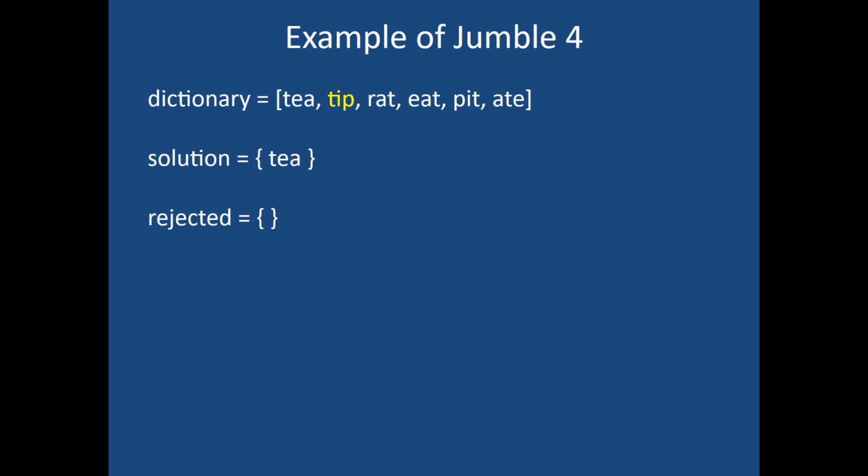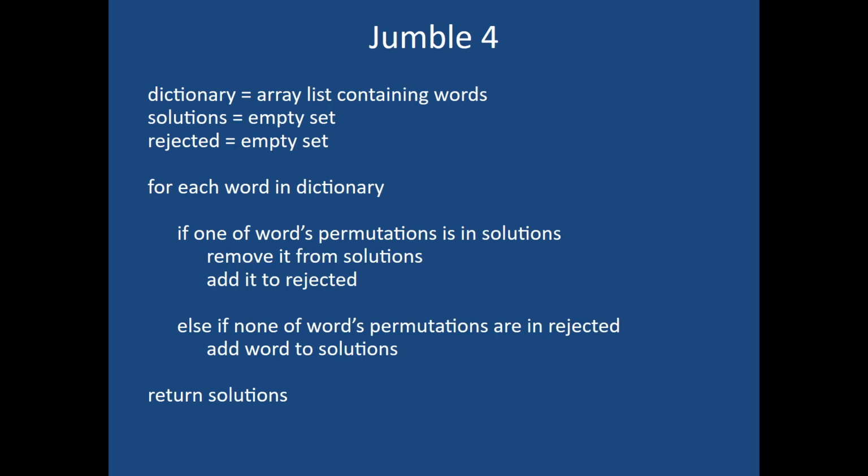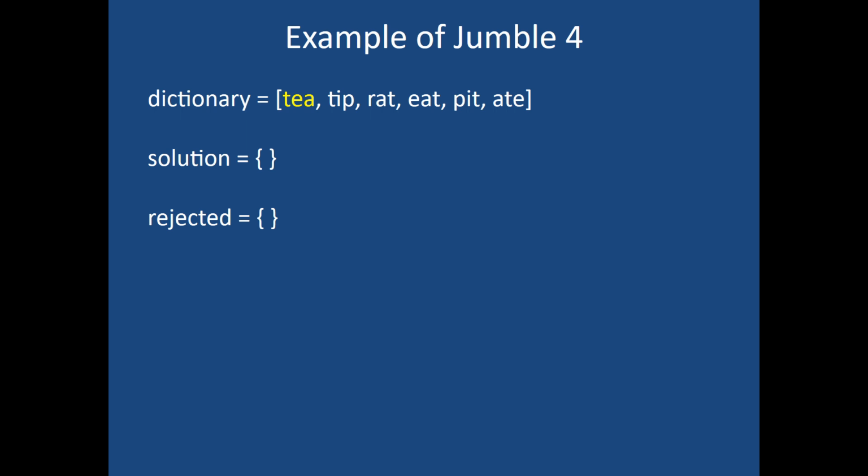We get to eat. They're anagrams of T, and so T will be kicked off into rejected. Then tip. It's not in the solution set, so we put it there. Let's make sure: what are we checking again? First, we check if it's in solutions, we stick it to rejected. Otherwise, if it's not in rejected, we add it to solutions. Okay, so we do that.